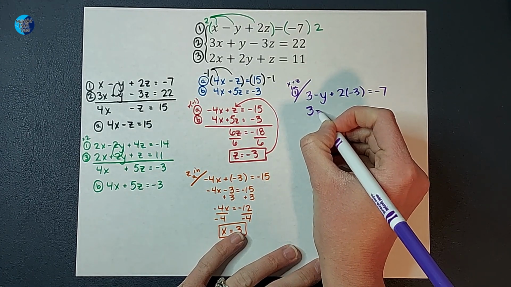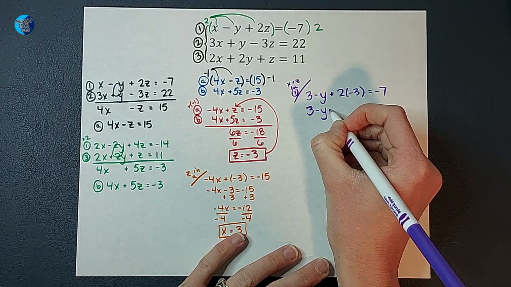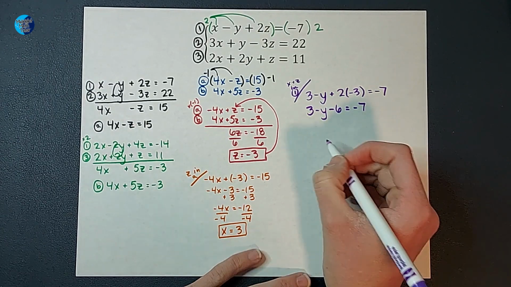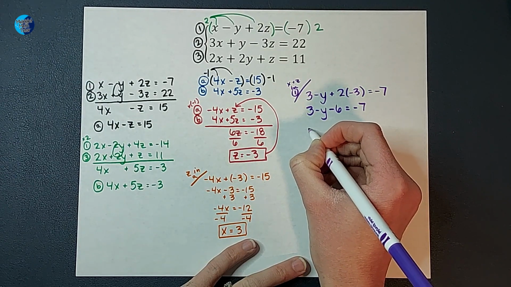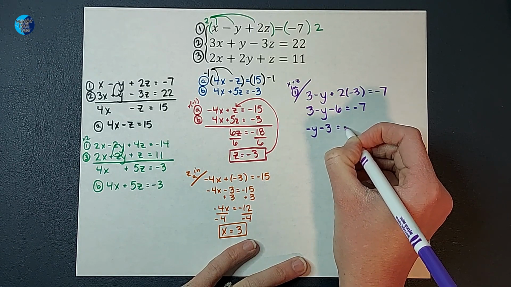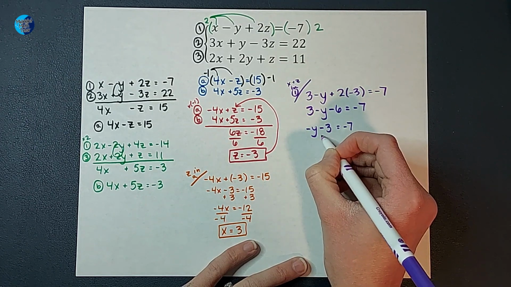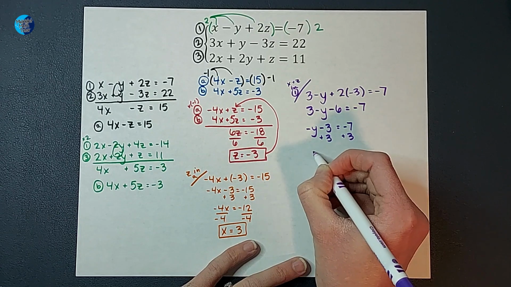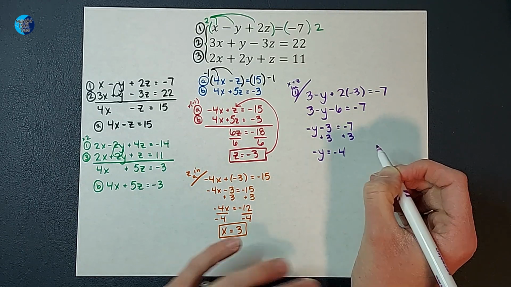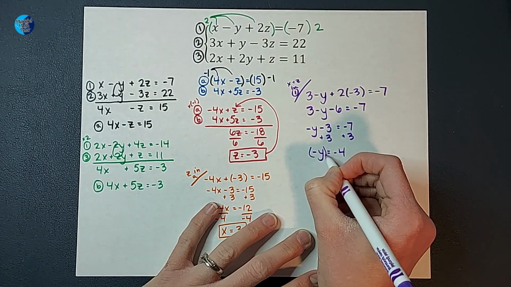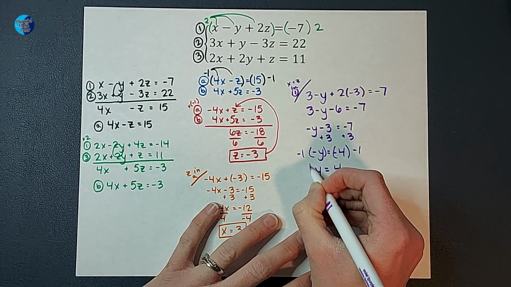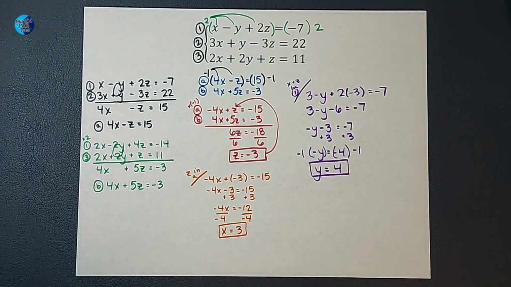Then I've got 3 minus y. 2 times a -3 is going to give me -6 equals -7. When I do 3 minus 6, I get a -3. So I'm going to do negative y minus 3 equals -7. Then I'm trying to get that y alone, so I'm going to add 3 to both sides. Negative y equals a -4. But I don't want to know what negative y equals. I want to know what y equals, so I can just times by -1 on both sides, which switches my signs, so I end up with y equals 4.